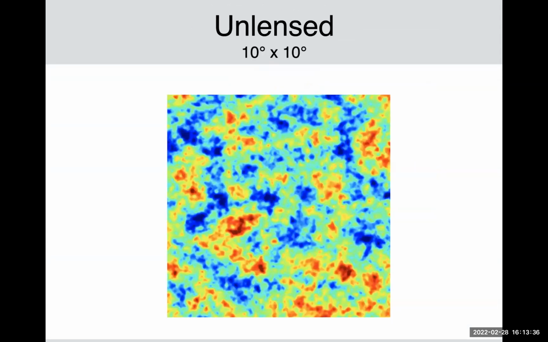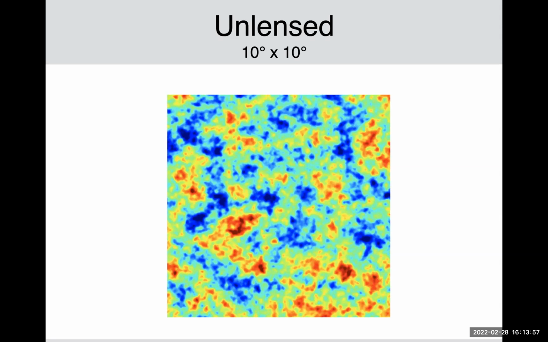Just to give you a sense of the size of the effect, I've been showing this figure for many years. Here's a 10 by 10 degree chunk of the cosmic microwave background temperature. There's no clusters, no thermal SZ, nothing in here, just those hot and cold spots left over from the Big Bang. This is the unlensed one.